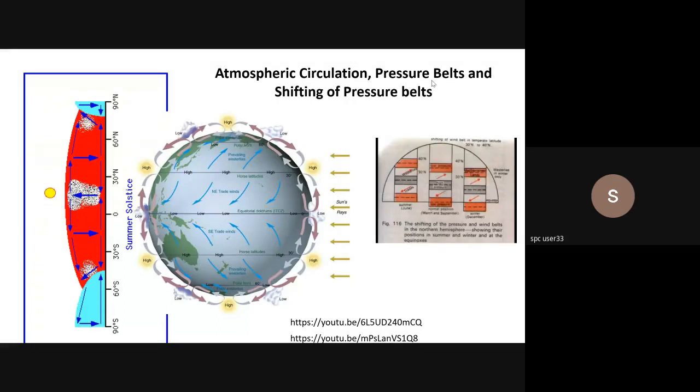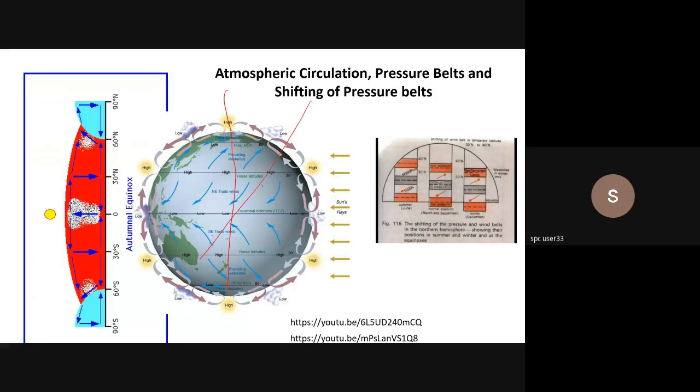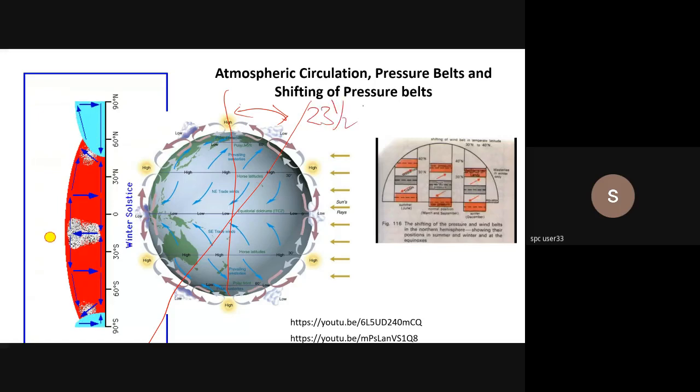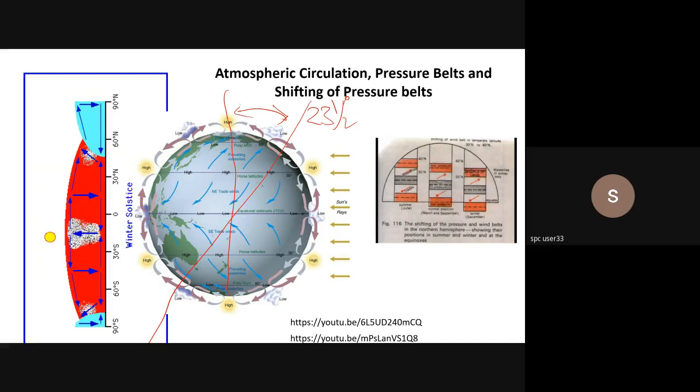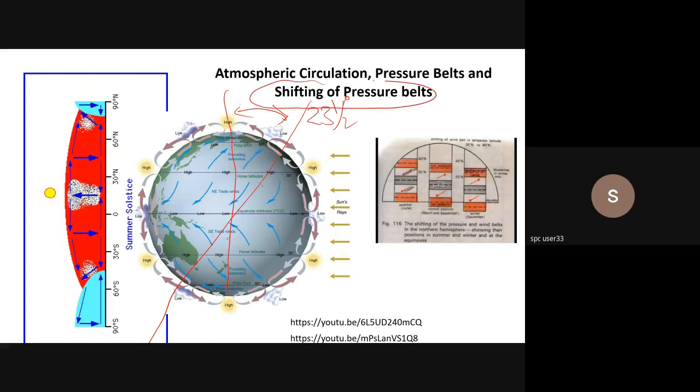Now, why does it happen? As I said, for our convenience we have taken this straight, but we know that the axis of the earth is actually at an angle of 23.5 degrees. Because of that, you're going to have the seasons, and the sun would apparently seem to move towards the north and south. The sun is actually not moving. As I said earlier also, because of the tilt in the axis, it seems to move in the north and the south. This is basically the cause for what is learned as shifting of pressure belts.